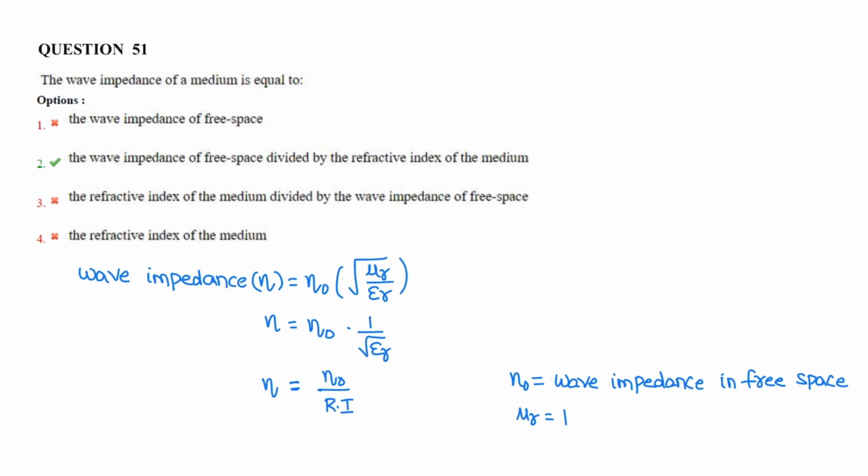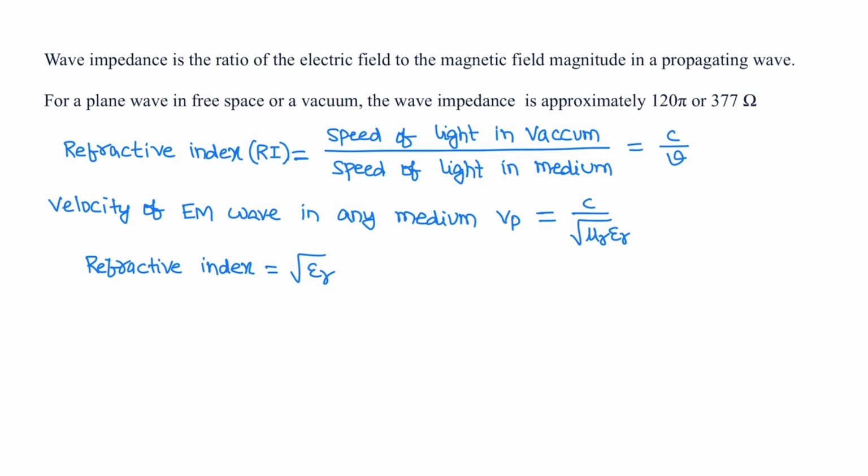Question number 51. The wave impedance of a medium is equal to: the wave impedance of free space divided by the refractive index of the medium. Correct option is 2. We know that wave impedance is the ratio of electric field to magnetic field in a propagating wave. For a plane wave, the impedance in free space is 120 pi or 377 ohms.